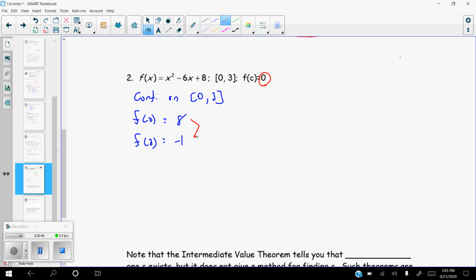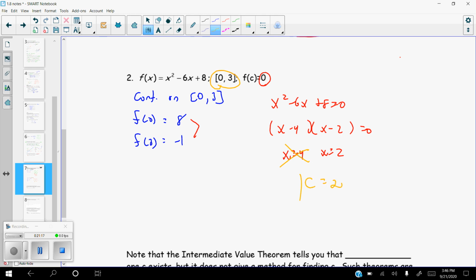So we're good there. So we're going to take x squared minus 6x plus 8, set it equal to 0, and find the values that work. Again, this one happens to factor pretty nicely. X minus 4, x minus 2. So x is either going to be 4 or x is going to be 2. Double check to make sure that those things are in your domain. The original domain here was 0 to 3, so I don't have to worry about the 4. So C is going to be 2 only.